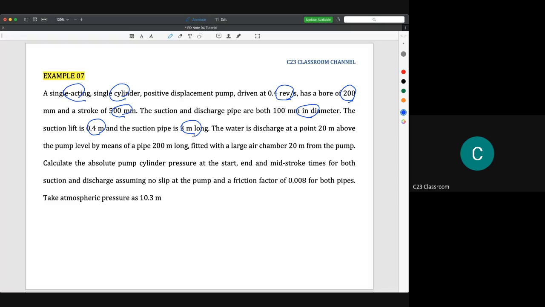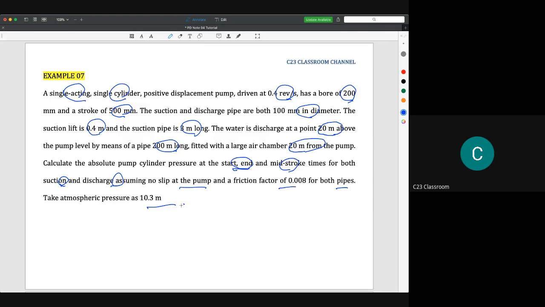The water is discharged at a point 20 meters above the pump level by means of a pipe 200 meters long, fitted with a large air chamber 20 meters from the pump. Calculate the absolute pump cylinder pressure at the start, end, and mid-stroke time for both suction and discharge, assuming no slip at the pump, and a friction factor of 0.008 for both pipes. Take the atmospheric pressure as 10.3 meters.